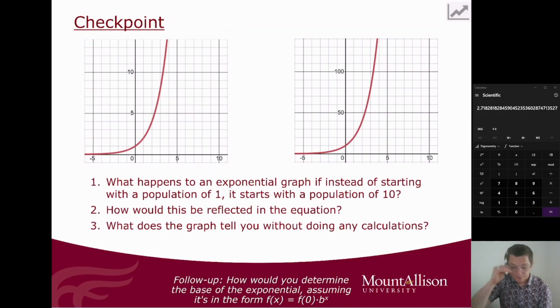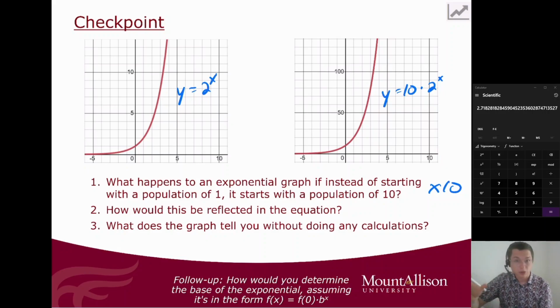is really important. So for checkpoint 1, this was looking at how we get things from a graph. The first thing, if we were to have an exponential graph that started at 10, as you can see by comparing the two, all you do is multiply everything times 10. To see how this is reflected in the equation, you can just look at the defining equation. This one, I think, was 2 to the x. So this is y is equal to 2 to the x, and this would be y is equal to 10 multiplied by 2 to the x. And what does the graph tell you without doing any calculations?